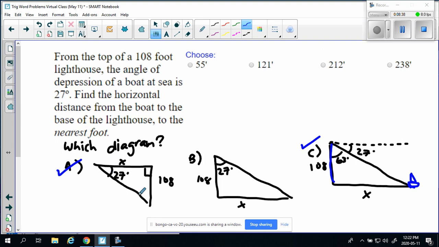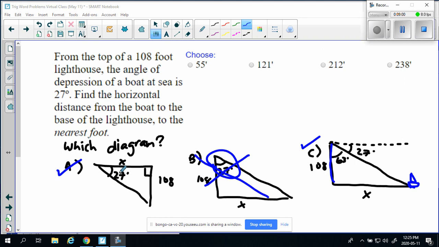So here's the angle of depression. It's the exact same triangle. You just have to realize that this distance up here is the same as this distance down here, and this distance is the same as the height of the lighthouse over here. So if you use A or C, both of them will work. Do not use diagram B. It is incorrect. This is not the angle of depression. That's why this one's wrong.